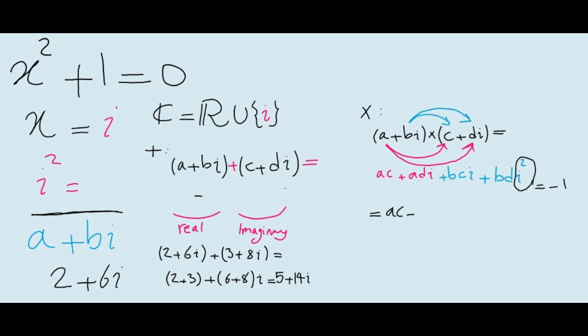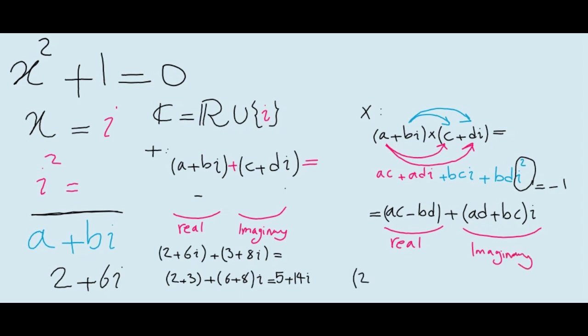(ac - bd) + (ad + bc)i. ac - bd is the real part and (ad + bc)i is the imaginary part. So now you can calculate (2 + 6i) times (3 + 8i). Now you know complex numbers and the solution of this equation, and the root is i.